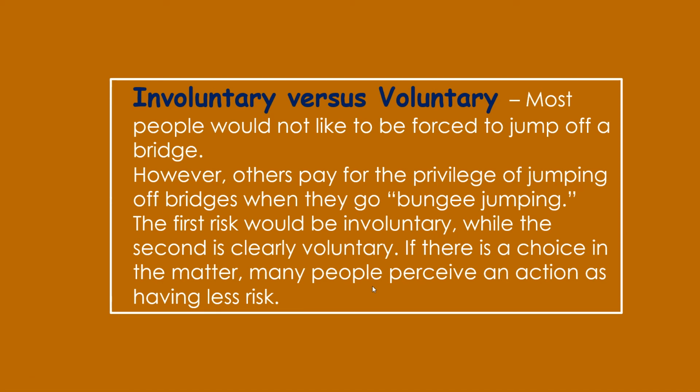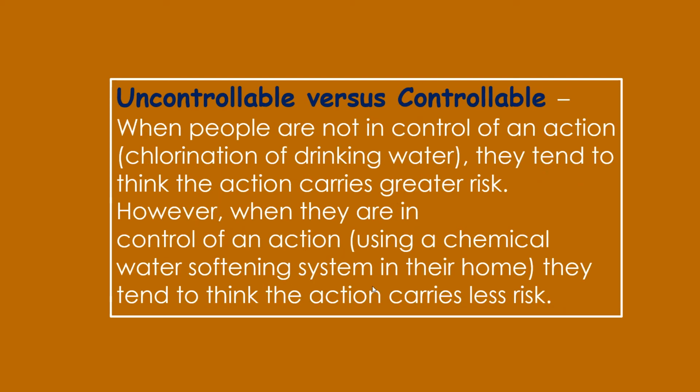Your second option is the government chlorination of drinking water versus a chemical water softener in your home. So this is what you can control versus what you can't control. If you're not in control of an action, like putting chlorine in your drinking water, they tend to think that carries a greater risk, even if it doesn't. But this is how people think because we are human. But when they're in control of an action, using a chemical water softening system in their home, which is, once again, chemicals, they tend to think the action carries less risk because they're in charge of that.